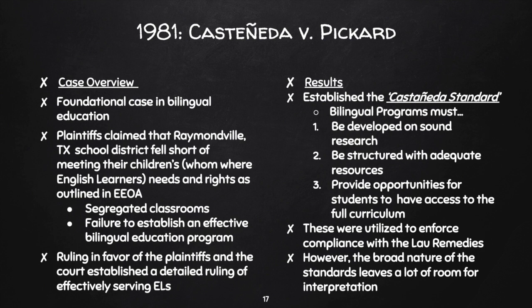So not only did the court find that the Raymondville, Texas school district was not meeting the needs of English learners, it also passed down a detailed ruling of how to effectively serve English learners, which was really, really important in bilingual education. And this ruling is known as the Castañeda Standard. With this Castañeda Standard, what it says is that bilingual education programs must be developed on sound research, be structured with adequate resources, and provide opportunities for students to have access to the full curriculum.